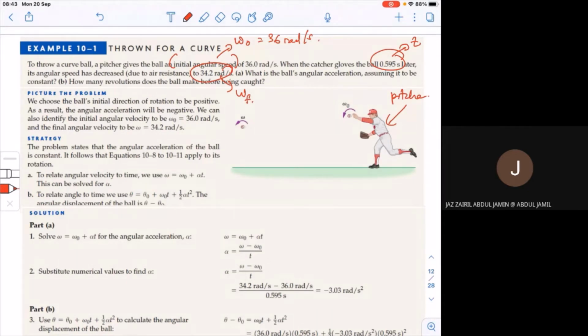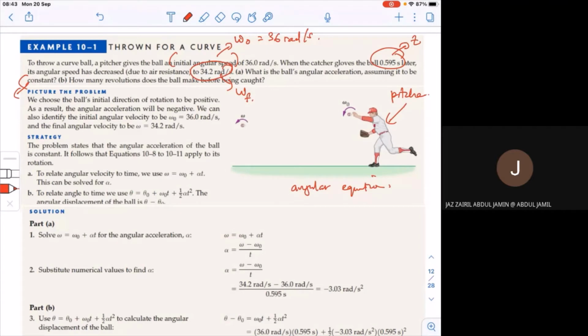So, the words here say constant acceleration, which means this is constant acceleration. When you look at a question that has constant acceleration, yes, you need to use the equations, and in this case we're going to use the angular equations. Right now we have omega naught and we have time, so what's left is we need to find alpha. The alpha is given by, so you can use this equation.